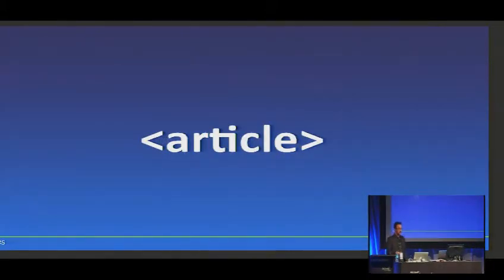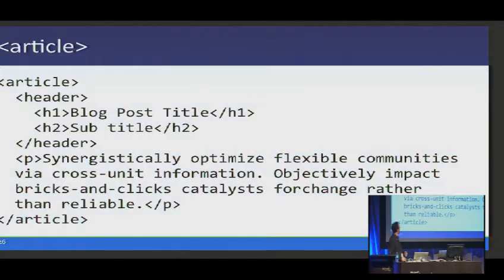An article is not too dissimilar from a section, and there's often fights about when to use a section and when to use an article. The basic rule of thumb is an article is something you can pull out of a page and it can still contain meaning. Think of it like an RSS feed, for example. Each article within an RSS feed will have its own article element. And you can have sections in articles and headers in articles, or H1s, anything really.